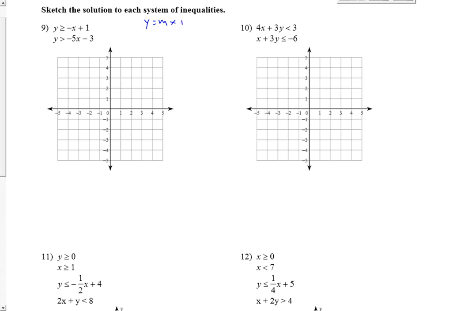so we can start graphing right away. What we're looking at right here is the positive 1 is our y-intercept for this first equation. So I'm going to put a dot on positive 1. And my slope right here is negative x. So that's negative 1. So my slope is negative 1 over positive 1. So that means I'm going to be going down 1 and right 1. Down 1, right 1. Down 1, right 1.